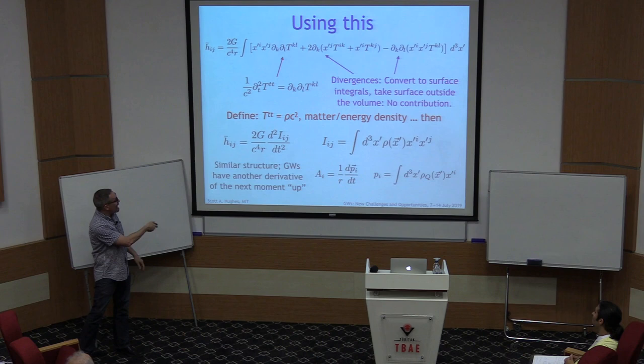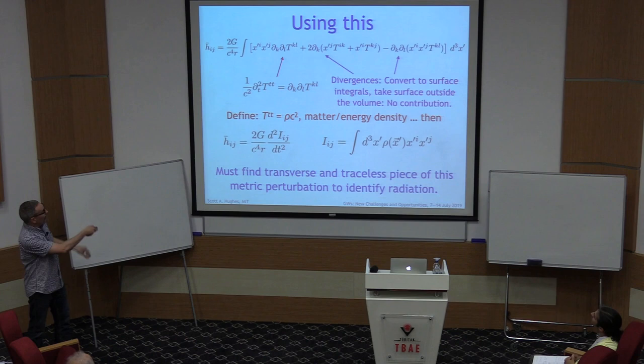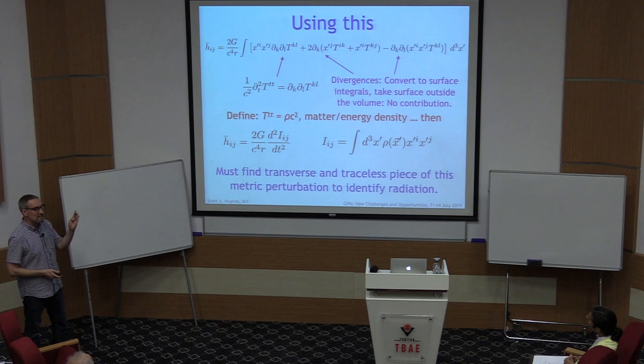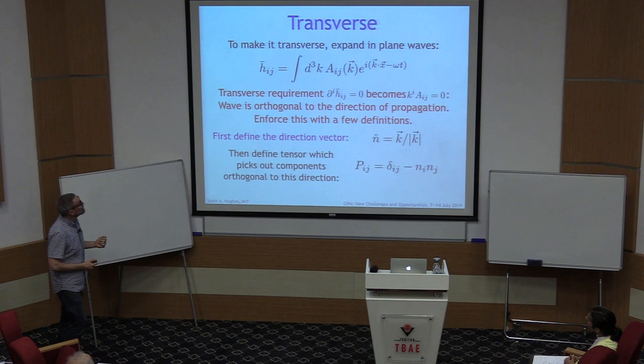All right, so this is great. I've now got a solution for this guy, but I have to identify the transverse and traceless pieces of it in order to identify what bit of it is actually radiation. So the way I do that is sort of the same trick I used in the previous lecture.